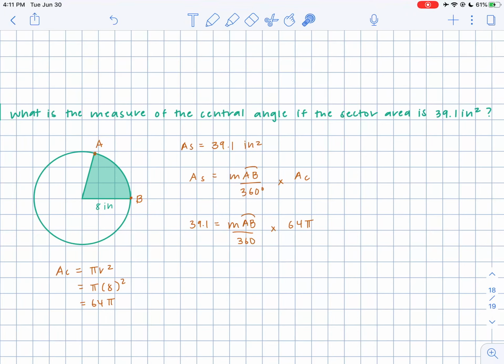Okay, so now measure of arc AB, which is why I said MAB, is our unknown. We just treat it like any variable x, r, it's just some variable. Something to represent something. So we'll just treat it the same. It's our unknown, we don't know what it is. How do we solve for unknowns with algebraic equations? We just get it by itself.